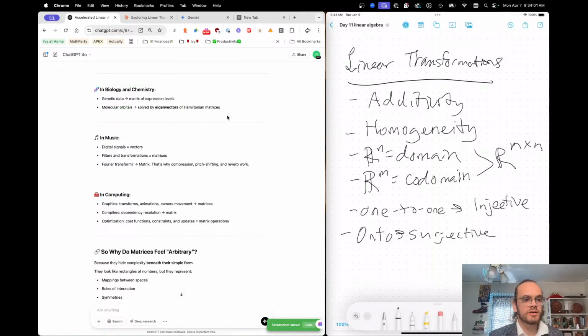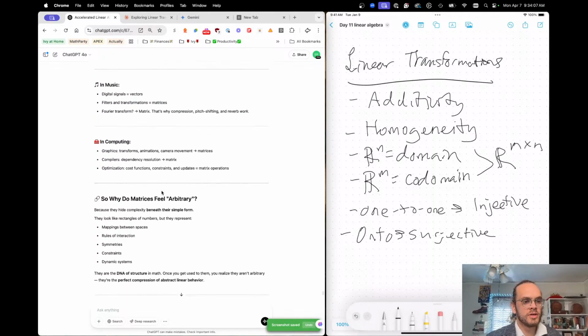These all are probably a full hour plus of understanding, but I'd like to get into this. I'm just going to screenshot all these. In computing, graphics, transforms, animations, camera movement, matrices. That they've actually talked about, and I kind of get that, with the whole transformations and animations are matrices. Compilers, dependency resolution, matrix. Optimization, cost functions, constraints, and updates, matrix.